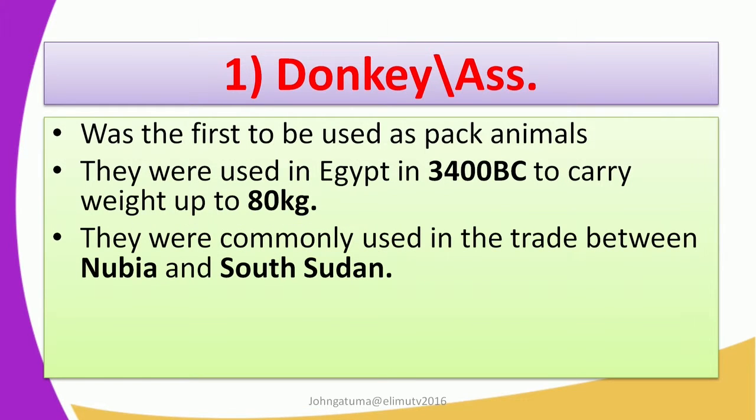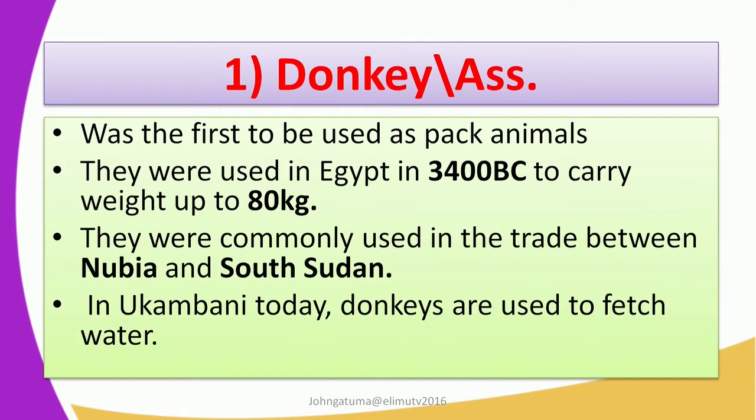Donkeys were commonly used in trade between Nubia and South Sudan. They were used by the caravans to carry trade goods from Nubia to South Sudan. Its hooves are suitable for walking in sandy, rocky, and mountainous areas, and it can also go for long periods in dry conditions without water and food. Hence, it can be compared to the ox or other animals that can carry goods.